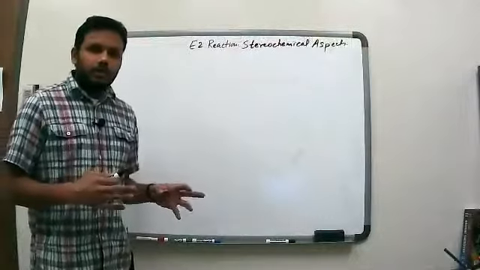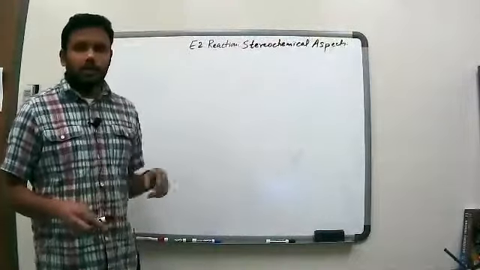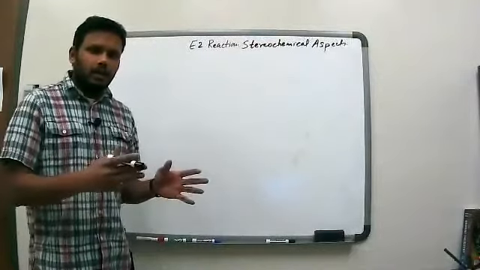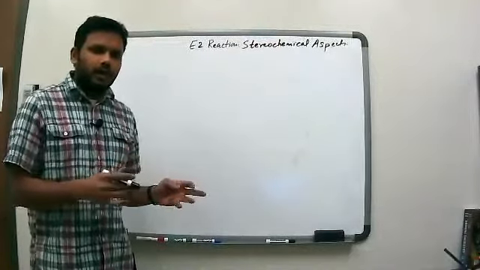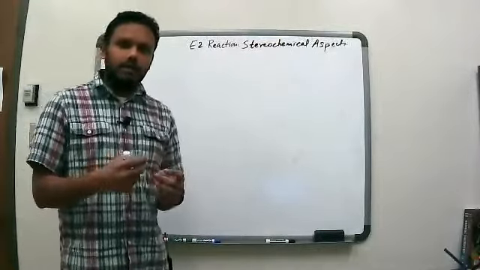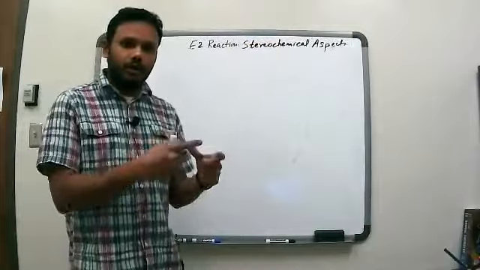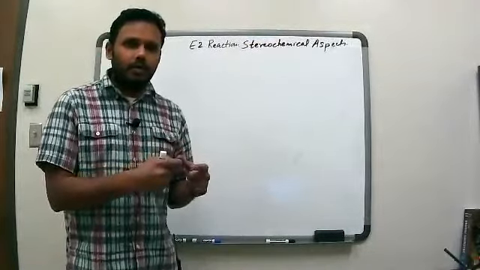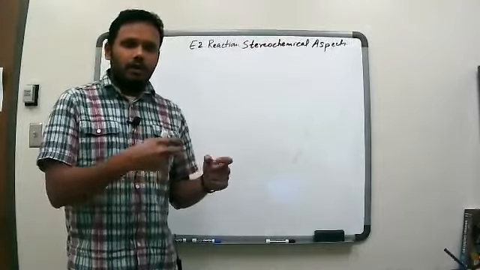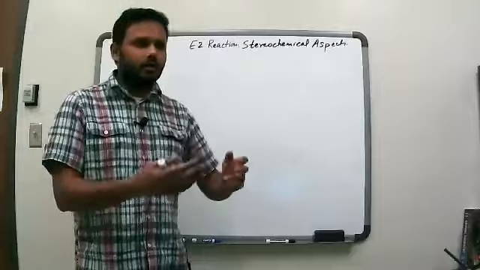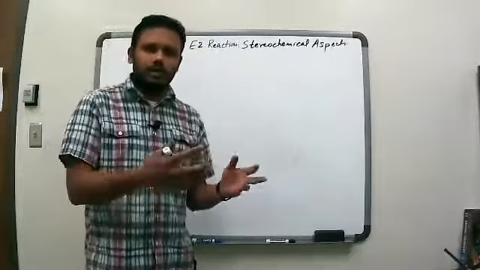In this video, we're going to continue our discussions on stereochemical aspects of the E2 reaction. In the previous video, we saw that E2 reactions are stereoselective. So when there are two beta hydrogens on a beta carbon, then the reaction selects one product over the other product. So in that particular case, it was cis or trans.